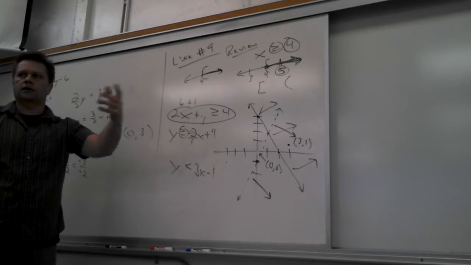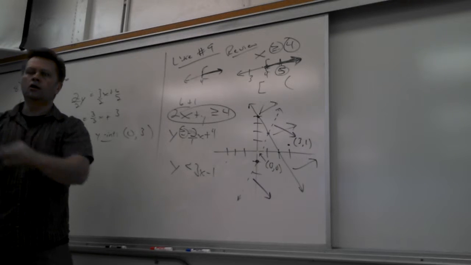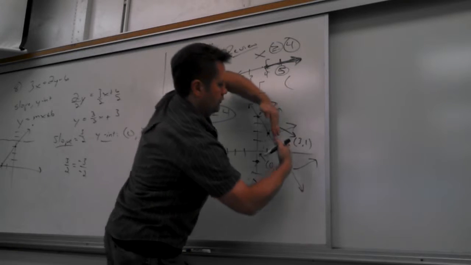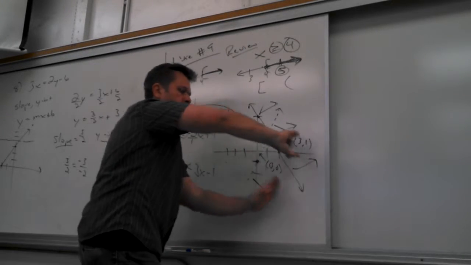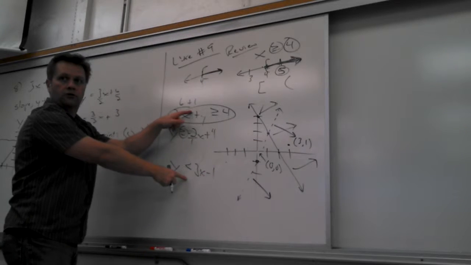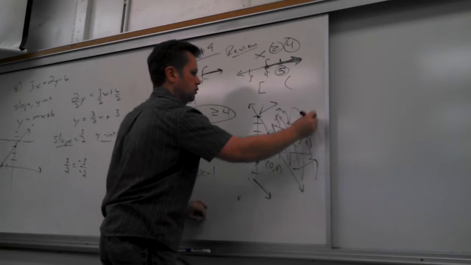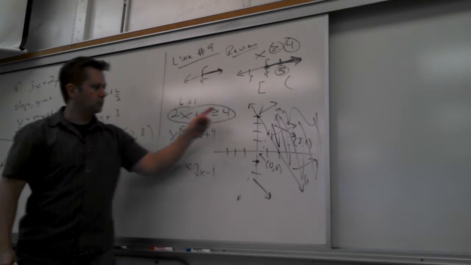Notice I'm not really shading because that makes it look gross. Because the answer is going to be where the shadings overlap. Where are all the points that work in the first one? All these points, right? Every single one of these points works. Where are all the points that work in the second one? All these points. Where are all the points that work in both? Where the shadings overlap. So in here. So the last thing you do is just make that area dark. That's where all the points work in both.